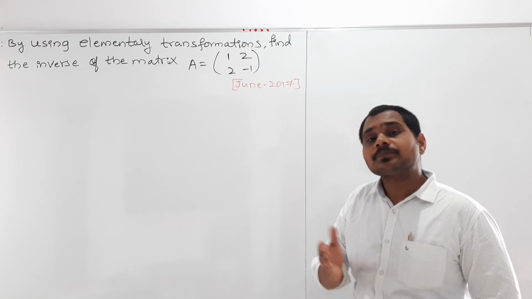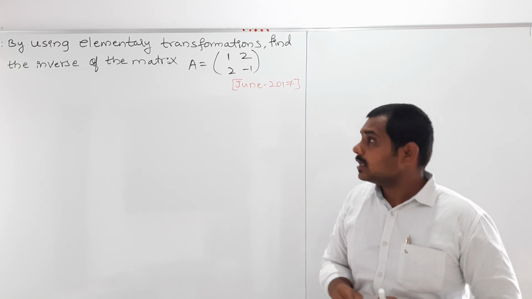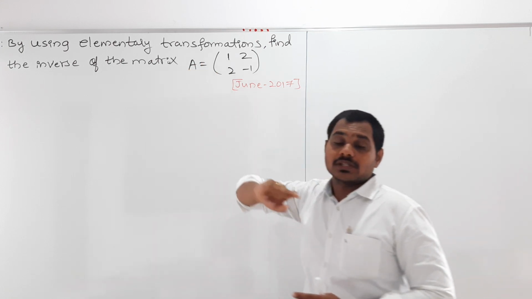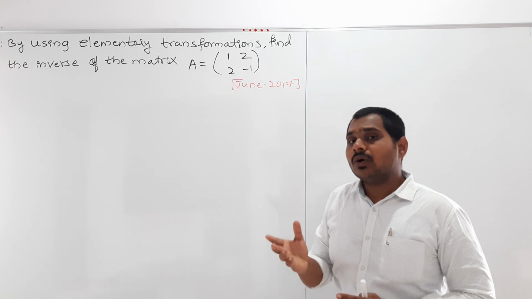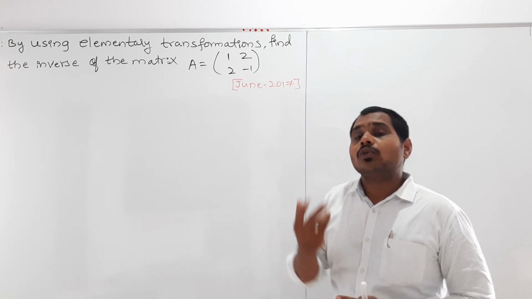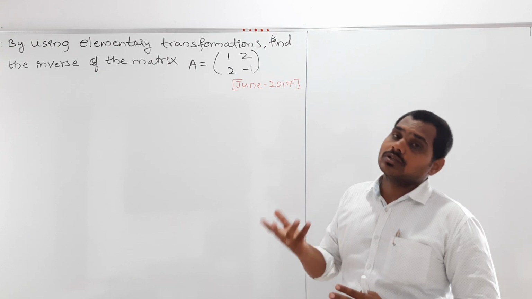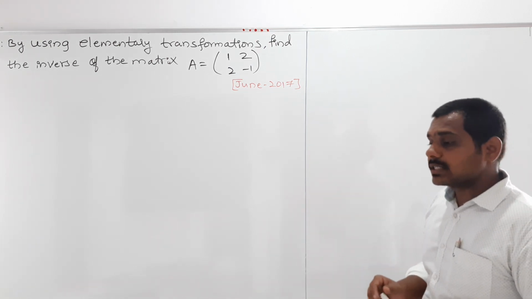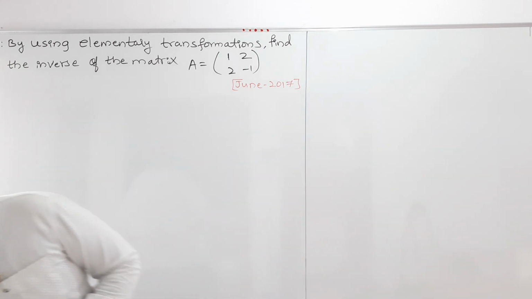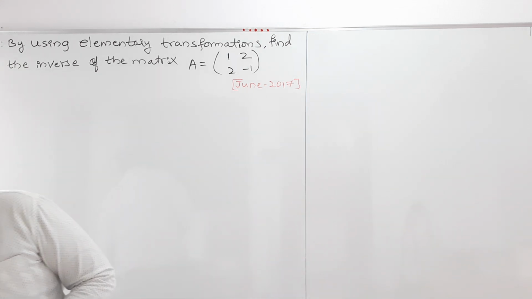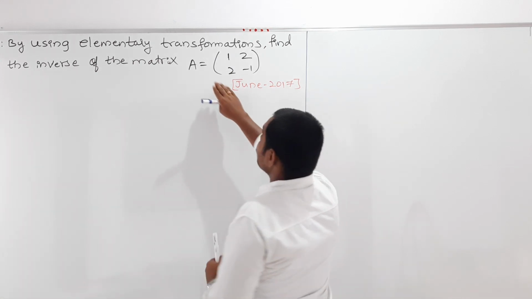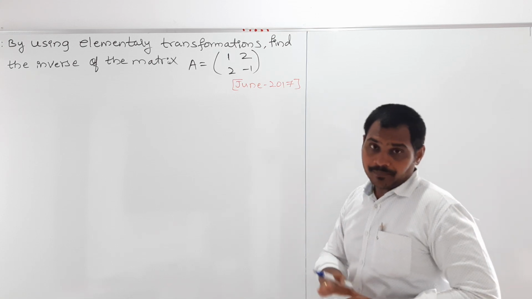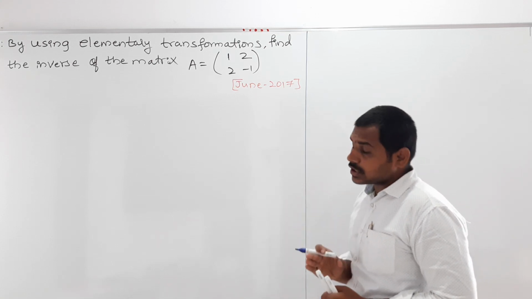So my dear students, in the previous videos I discussed for any given matrix how to apply the elementary transformation. What the elementary transformations are and how to apply them, all those conditions we discussed in the previous videos, but I'll just recall the things. If you have any matrix A, to find the inverse of the matrix, first you should think whether you are applying elementary row operations or column operations.